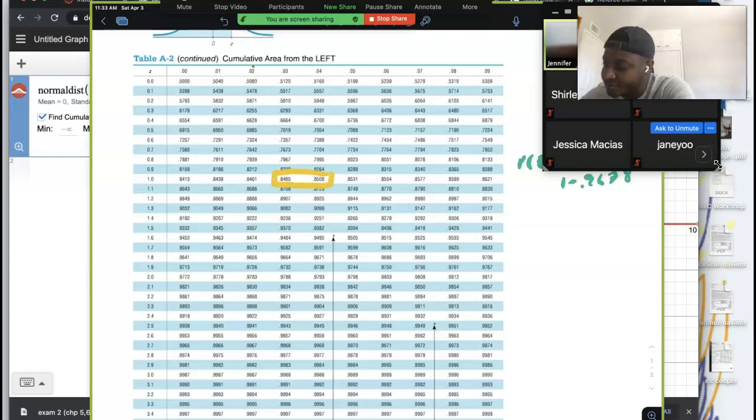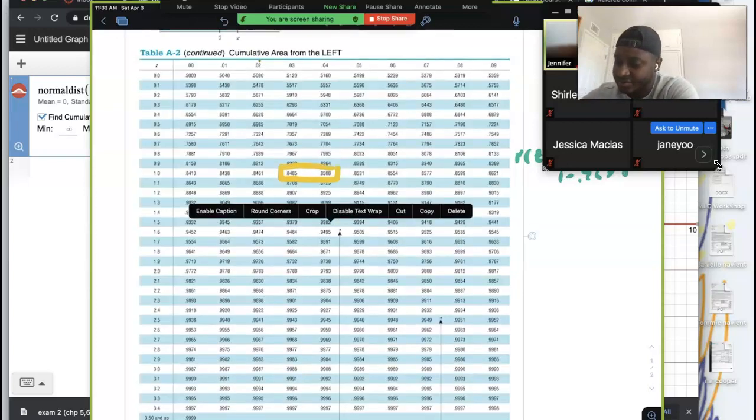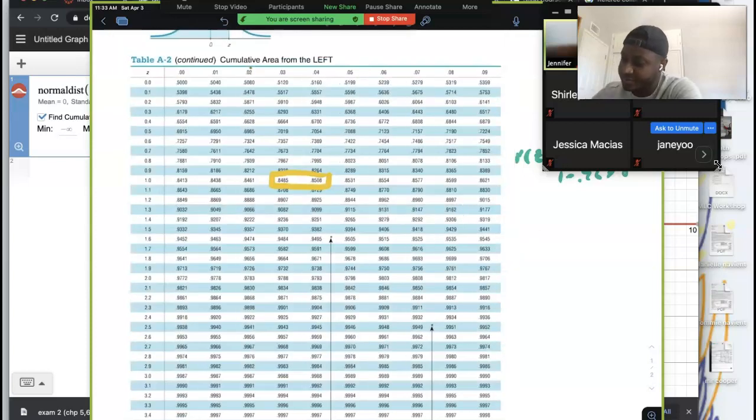And it's in between. So usually I tell my class to just go with whichever value it's closest to. So if we're using the chart, it'd be 0.104 or 1.04.